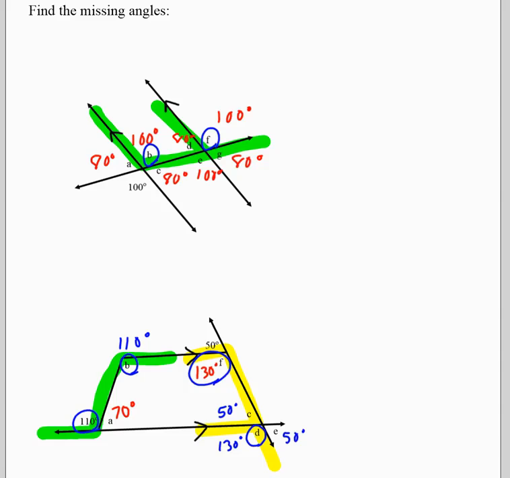The only thing you have to be really careful of is if you get one angle wrong, because the other angles depend on that, your answer could be quite off. So you've got to be really careful and make sure that you understand how to identify all of these different types of angles and use their properties to help you find missing angles.